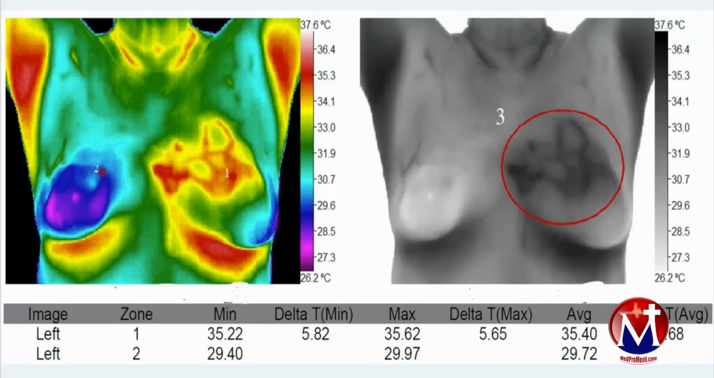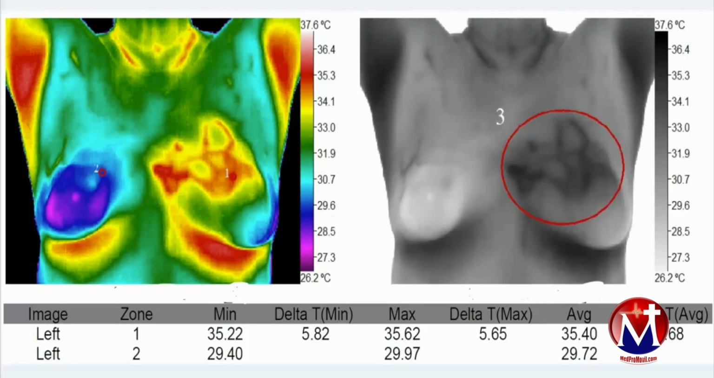to the point where she would not go for a mammogram. She finally went for a thermography test, and this is what she had. So we would have preferred that she would have done this from a much younger age, and we could have found this far sooner than we did here.